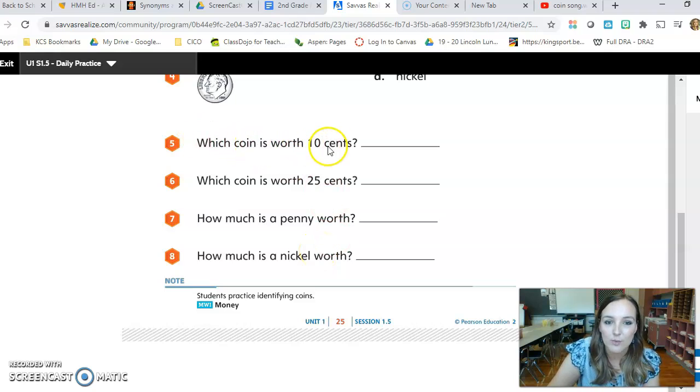Which coin is worth 10 cents? You'll write the name of it on the line. Which coin is worth 25 cents? You'll write that on here. How much is a penny worth? So think back to the song that we just heard. And how much is a nickel worth? So again, that song will help you a lot on today's practice pages.